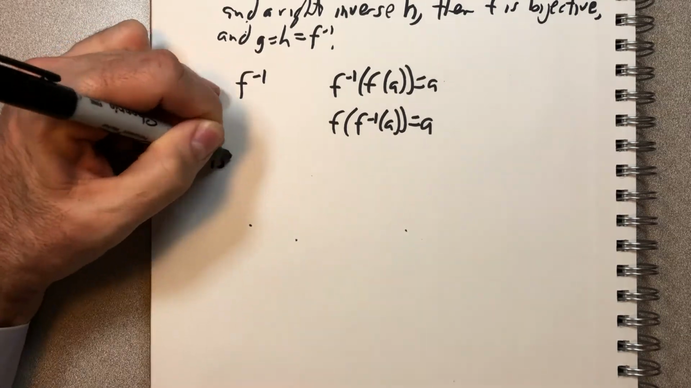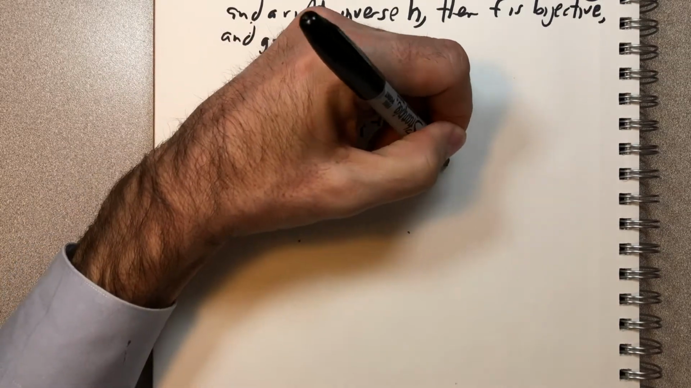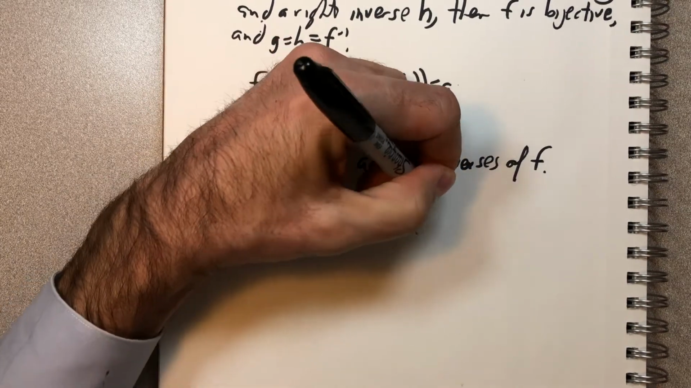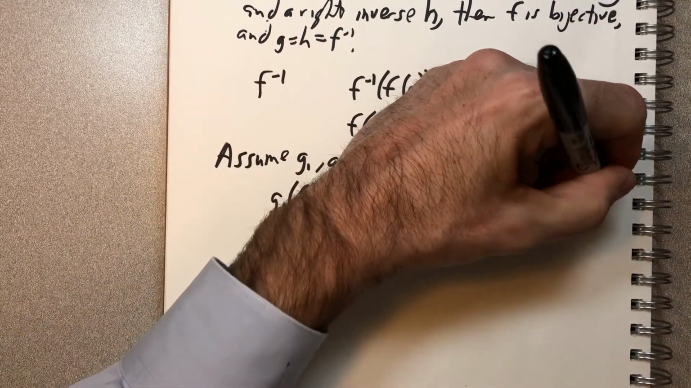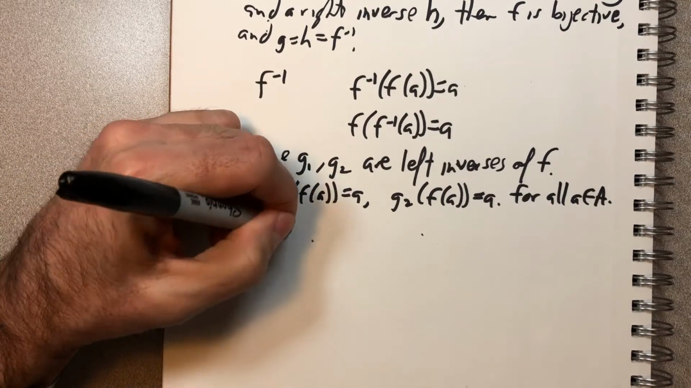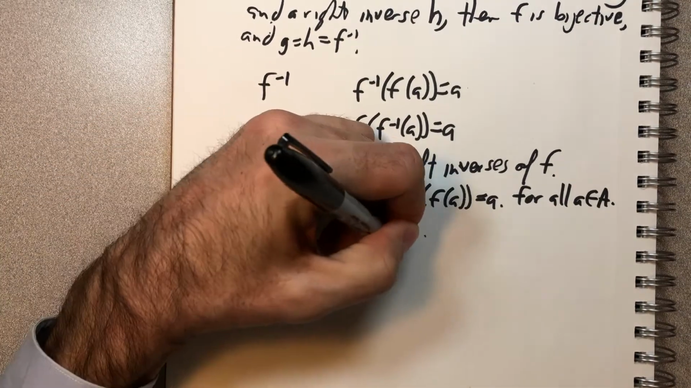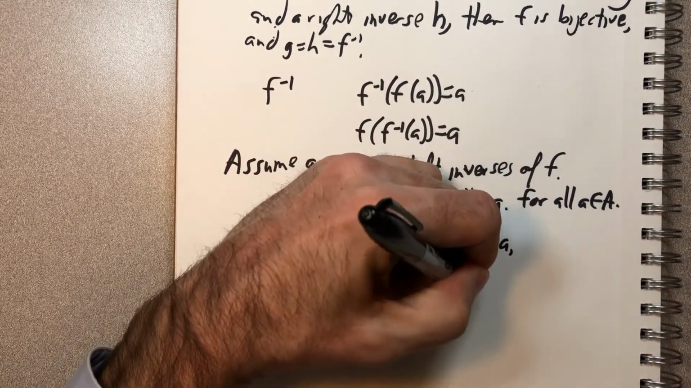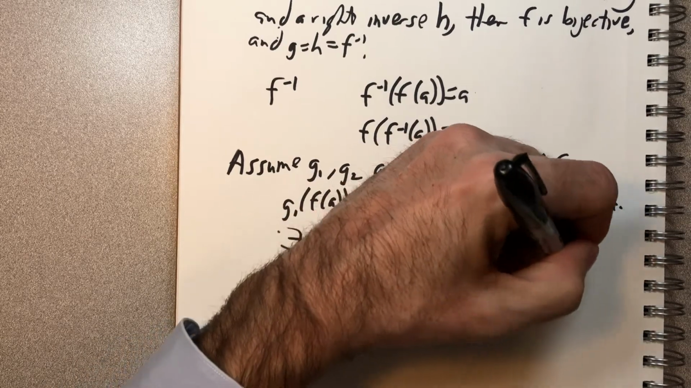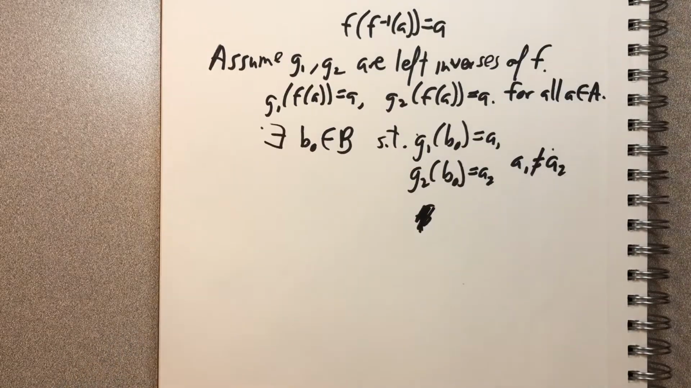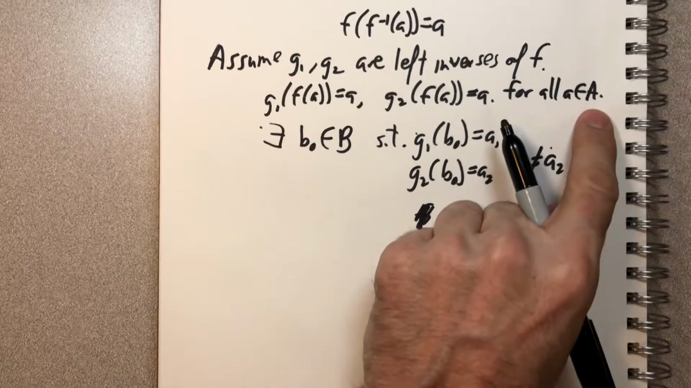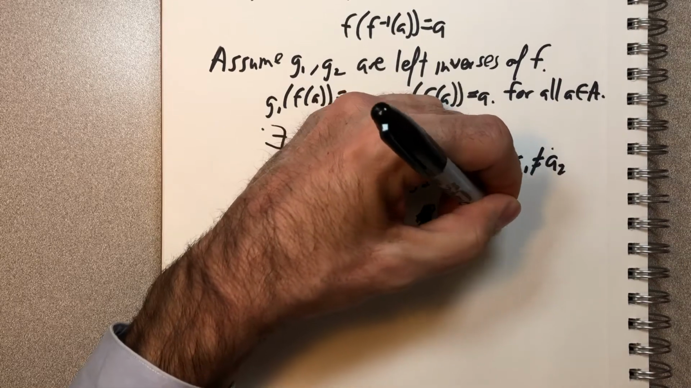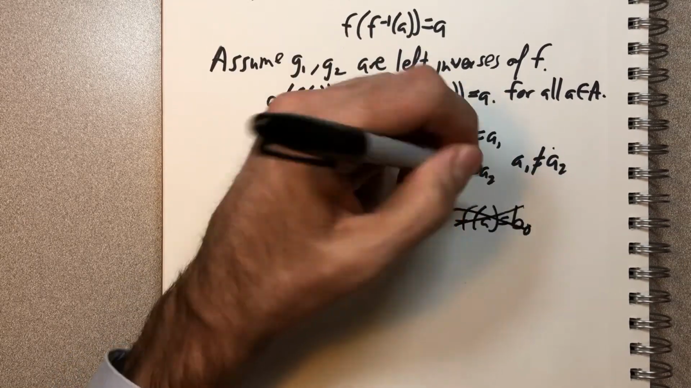So assume not. Assume that g1 and g2 are both left inverses of f. That means that g1 of f of a is a, and g2 of f of a is a for all a, and yet there exists some b0 in B such that g1 of b0 equals a1 and g2 of b0 equals a2, but a1 does not equal a2. And this is possible because there's no element of A that f maps to b0. So there is no a with f of a equals b0. Okay?